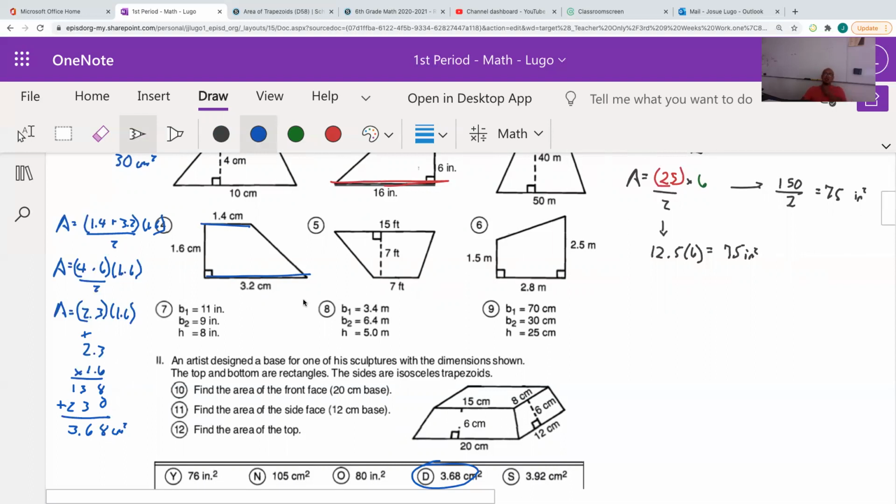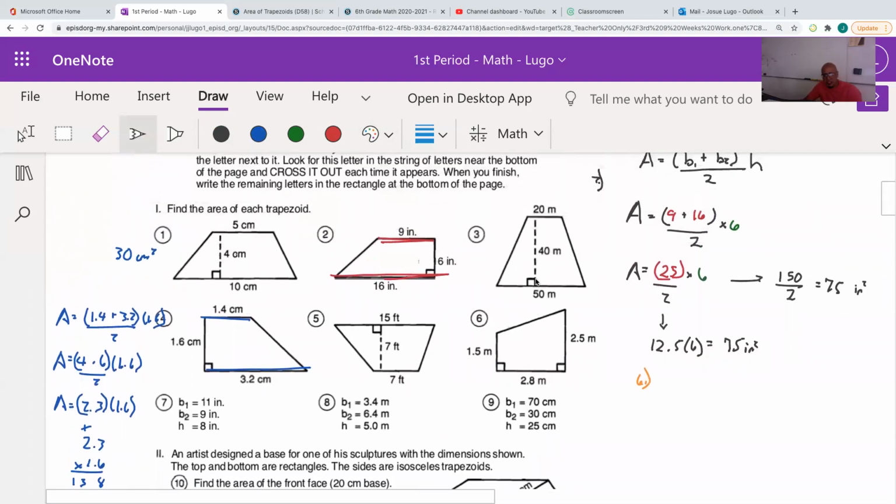All right, the last one that I want to do with you is number 6. Let's go ahead and do number 6. We'll do it in different colors. This is number 6. And I know if I'm going fast, guys, please rewind the video, slow it down, pause it before I actually do it. Notice that on number 6, again, the area is going to be base 1 plus base 2 over 2 times the height.